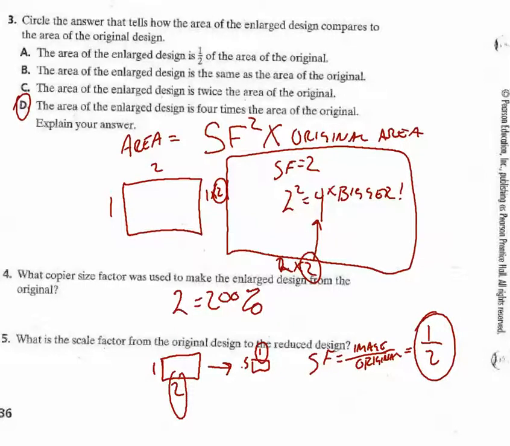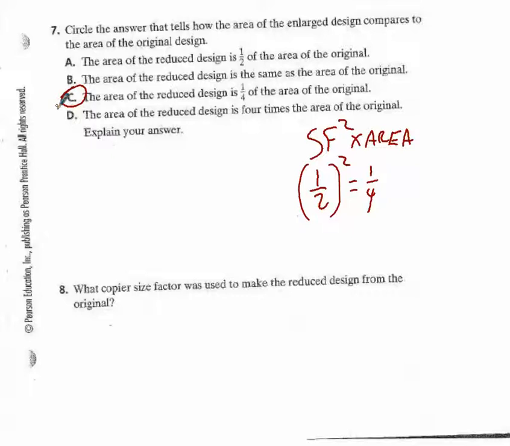Turn the page. Here we go. Okay. Circle the answer that tells you how the area of the original compares to, well, we talked about the scale factor squared times the area, right? Well, if the scale factor is 1/2, the scale factor squared is going to be 1/4. So the area will be reduced by 1/4. And finally, obviously, 1/2 is equal to 50%. All right, I will continue on the next couple pages in another video.